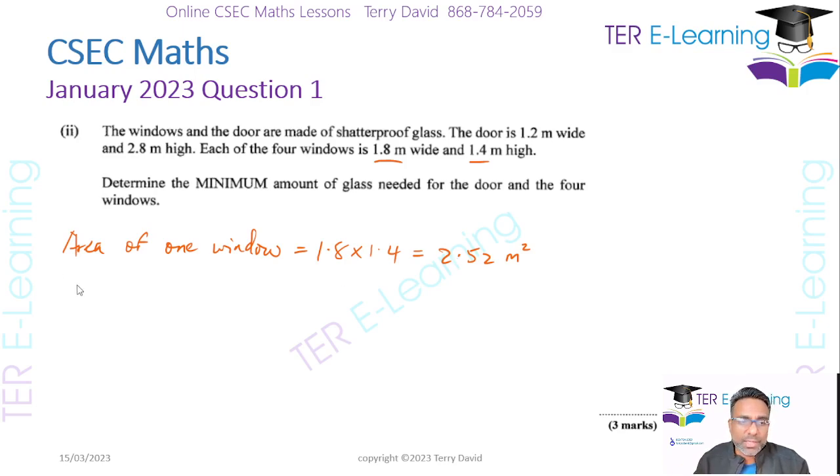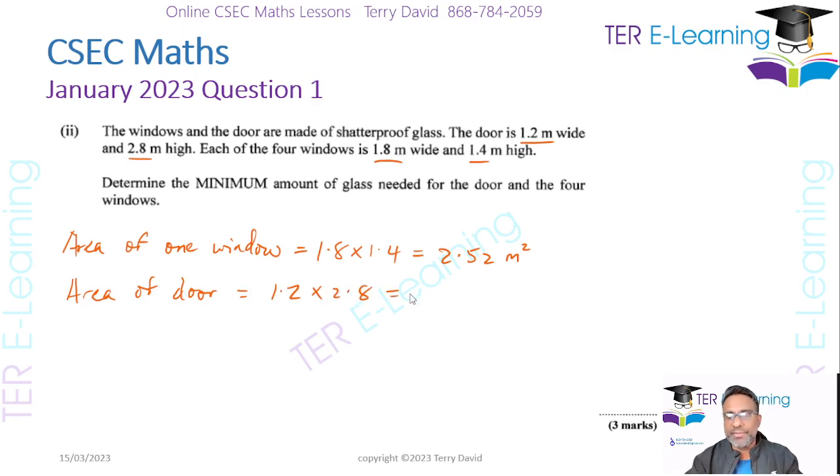But let me work out the area of the door as well, one time. So the area of the door, the door is 1.2 meters wide and 2.8 meters high. So that's going to be 1.2 multiplied by 2.8, and you're going to get 3.36. So this here is 3.36 meters squared.